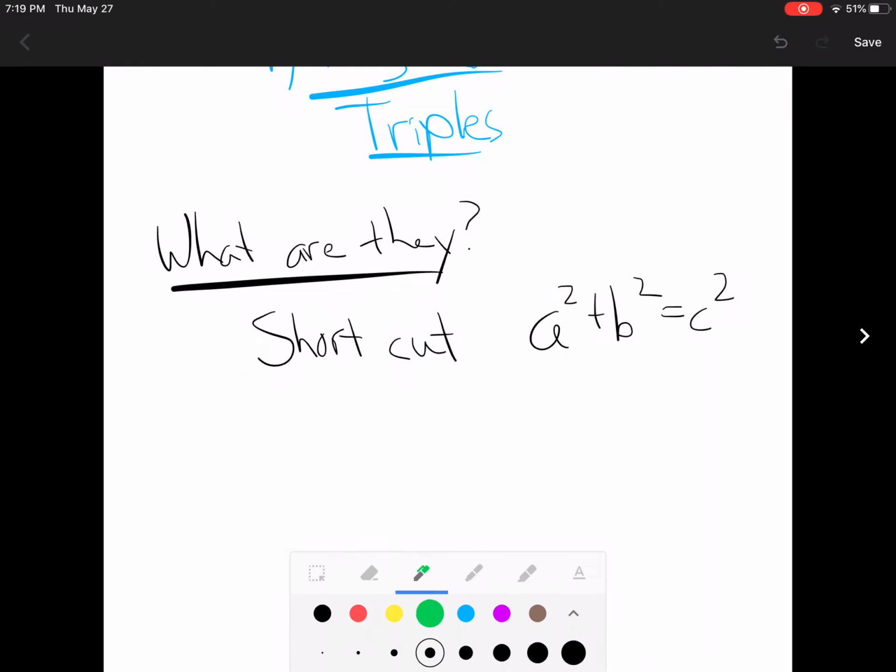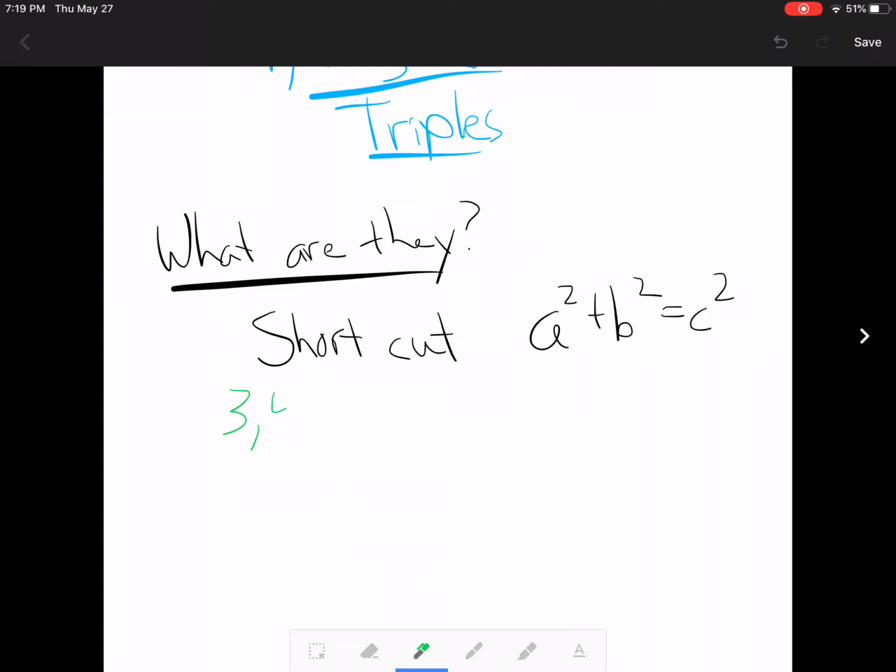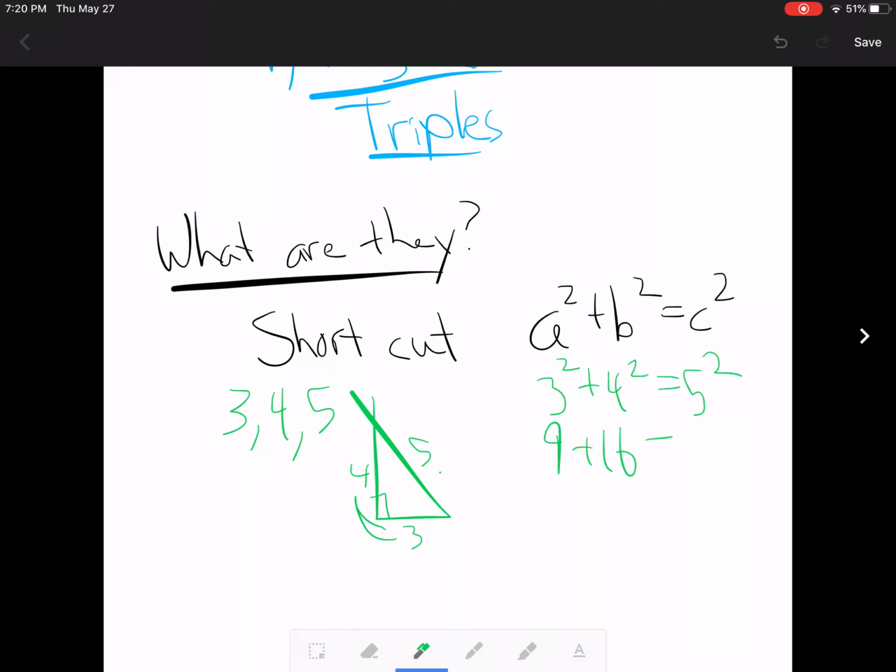So again, these are just a series of numbers that work really, really well for the Pythagorean theorem. For example, the most basic one is what we would call the 3, 4, 5. That's where you have a right triangle with side lengths 3, 4, and 5, where the legs are 3 and 4, and then the hypotenuse is 5. We plug it in. 3 squared plus 4 squared is equal to 5 squared. 9 plus 16 equals 25. Quite literally, 25 equals 25.